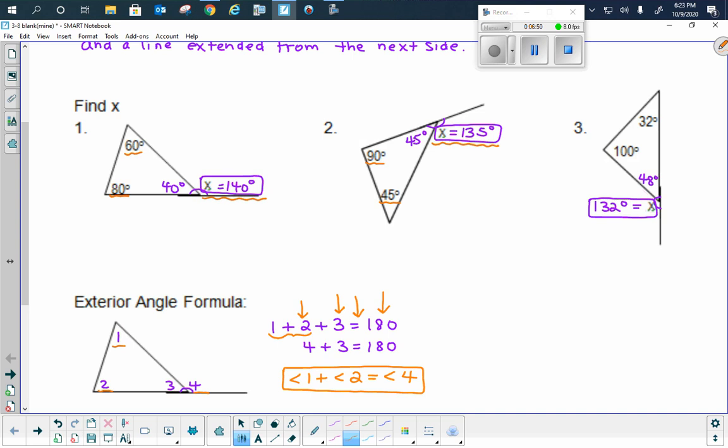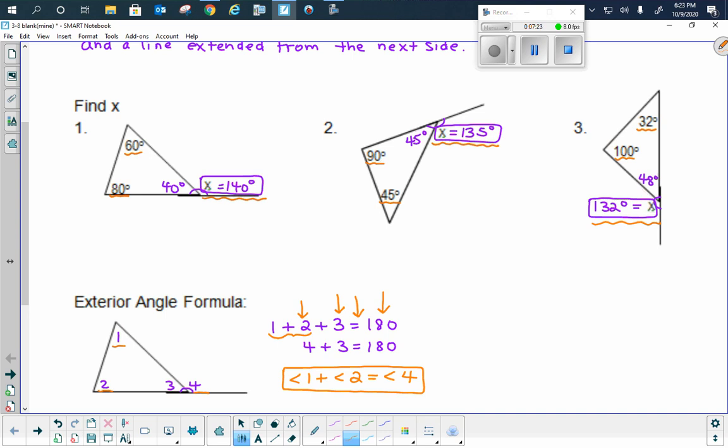Once again, we should know this x is 132 degrees simply by doing the exterior angle formula, which says that the two angles in the triangle that are not attached to it, the 100 and the 32, are supposed to add to 132. Okay, so that's just a different way to get a hold of some equations based on what kind of different information you could be given.